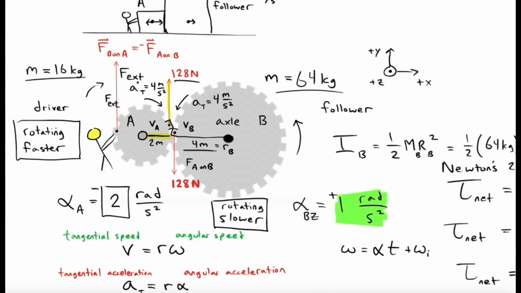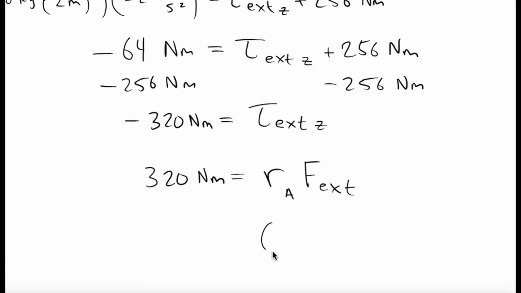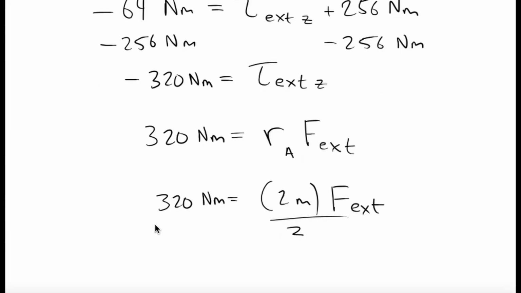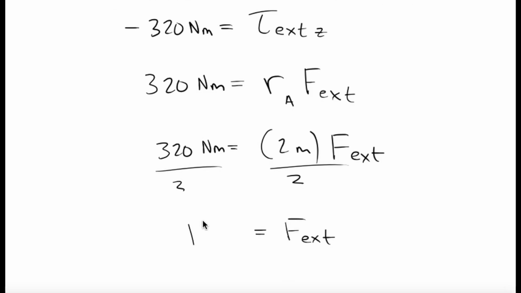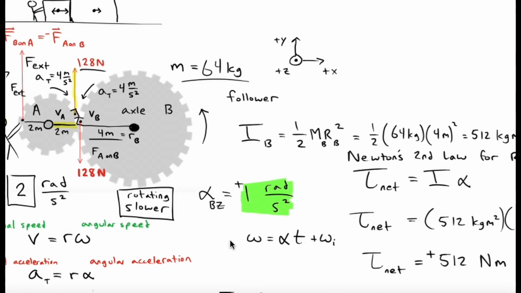Now that we know the torque that the person's applying, we can use the lever arm of 2 meters, the radius of the gear, to find out the force that the person must be applying. I'll put in the 2 meters and then divide to reveal. It's 160 Newton force that the person is pushing up with.